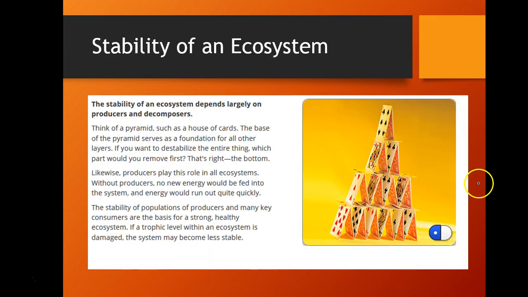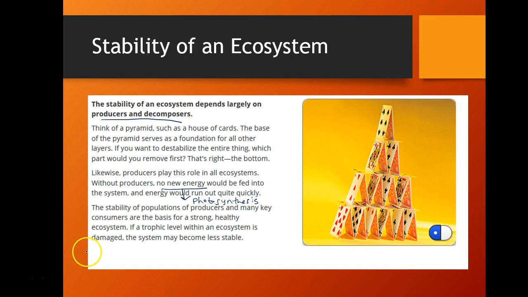Okay, and then we want to talk about the stability of an ecosystem. So what organisms allow for ecosystems to remain stable and allow the energy flow to continue throughout the ecosystem? The stability of the ecosystem really relies on producers and decomposers. Without producers, no new energy would be fed into the system because remember, producers are responsible for photosynthesis. And if there weren't any producers, then energy would run out pretty quickly.